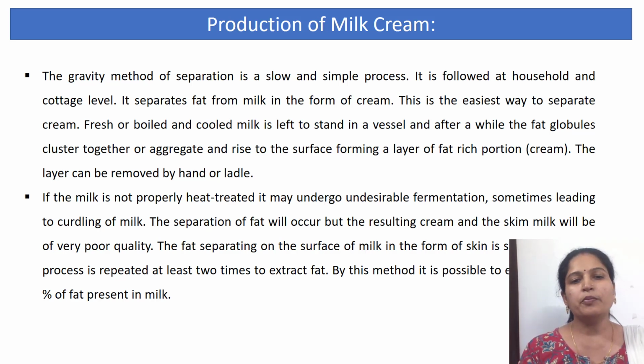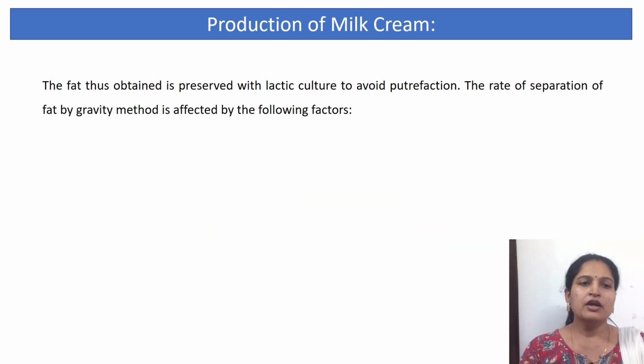If the milk is not properly heated, it may undergo undesirable fermentation, sometimes leading to curdling of milk. So the separation of fat will occur, but the resulting cream and the skim milk will be of very poor quality. The fat separating on the surface of milk in the form of a skin is scooped, and the process is repeated at least 2 times to extract fat. So by this method, it is possible to extract about 50% of the fat which is present in the milk. Now the fat thus obtained is preserved with lactic acid culture to avoid putrefaction.